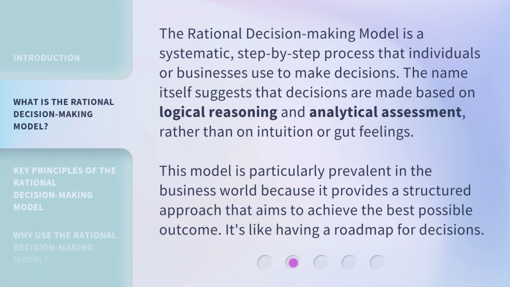The rational decision-making model is a systematic, step-by-step process that individuals or businesses use to make decisions. The name itself suggests that decisions are made based on logical reasoning and analytical assessment, rather than on intuition or gut feelings. This model is particularly prevalent in the business world because it provides a structured approach that aims to achieve the best possible outcome. It's like having a roadmap for decisions.